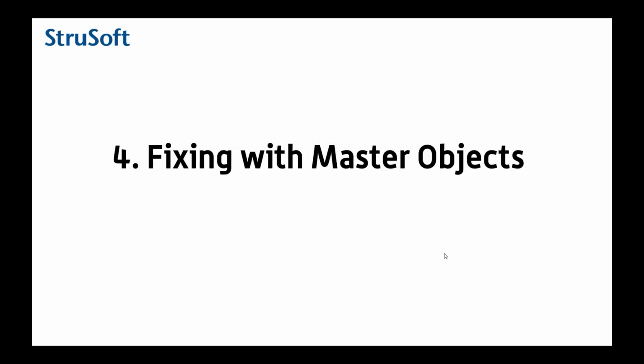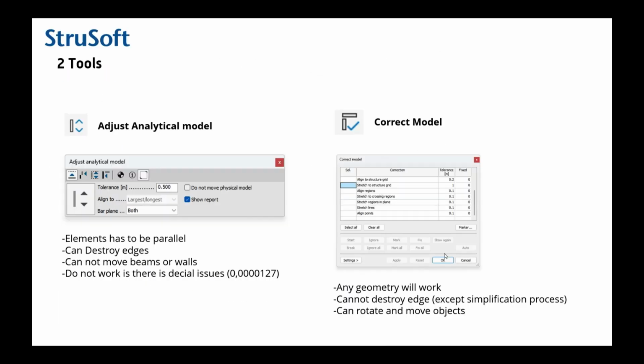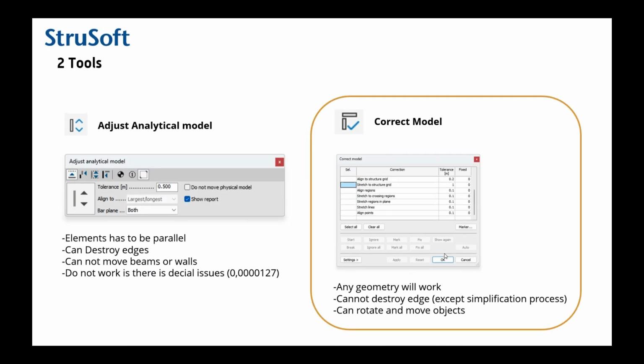So we start then fixing with the master objects, and this is a much more powerful concept. Fixing with the master objects, we're using this correct model tool, and it will work on basically any geometry. It cannot destroy edges, and that's one downfall of this tool, but it can rotate objects and move them and stretch them freely, so they don't have to be on the same plane, and they don't have to be parallel to the plane. So it works in any model, even a very low quality model.